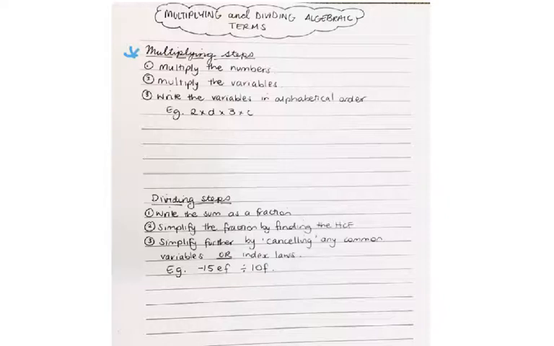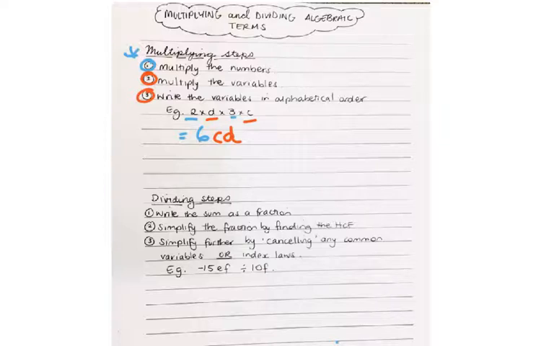So let's go through each of the steps carefully. So step 1 says to multiply the numbers. So in this example, which is 2 times d times 3 times c, we're going to multiply 2 times 3, so that gives us 6. And then we're going to go to the next step, which is to multiply the variables, which is d and c, and we've got to make sure that we write them in alphabetical order, so that is c, d. So my simplified algebraic expression is 6cd.